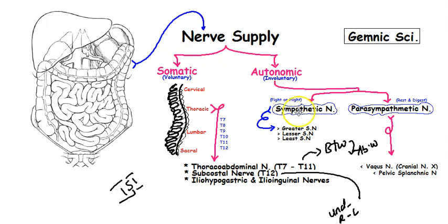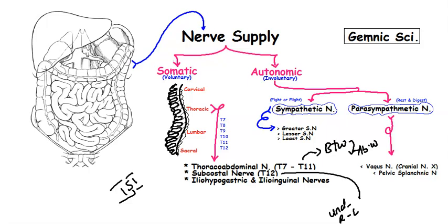Starting with the sympathetic nerve, notice that this prepares your body for action. So if you are stressed, it slows down digestion and tightens up your blood vessels. The main ones in this case are the greater splanchnic nerve, the lesser splanchnic nerve, and the least splanchnic nerve. And they simply connect the abdominal organs through a nerve network.